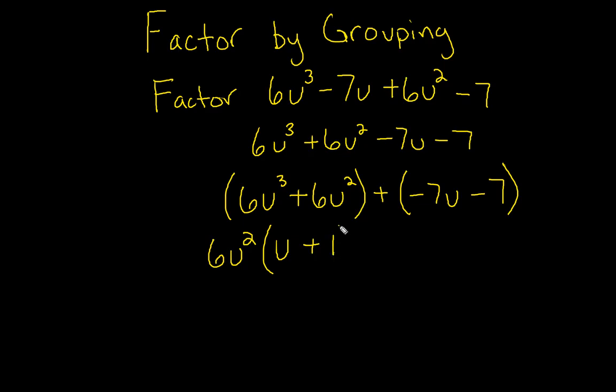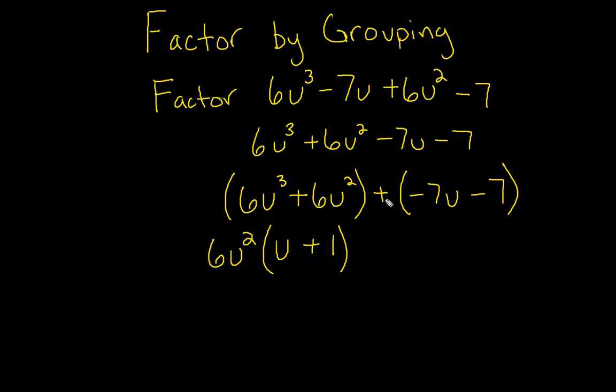us with just 1. And then check really quick to make sure that if we redistributed back in, would we get the original? We do that just to make sure that we factored out that greatest common factor properly. So 6u squared times u would be 6u cubed, yep, and then 6u squared times 1 would give you 6u squared. So we know this is factored correctly.